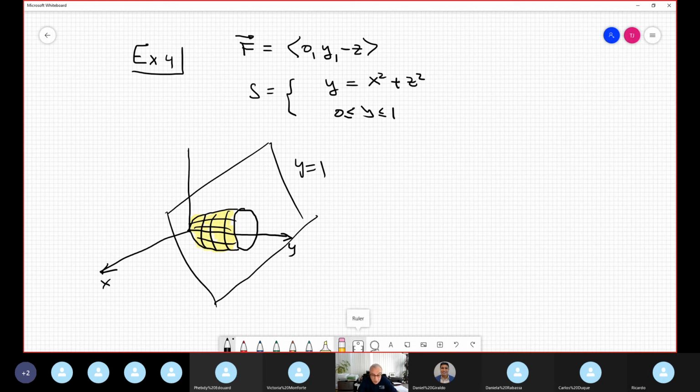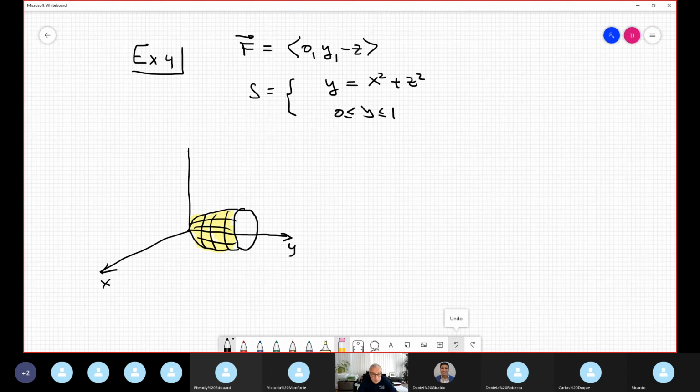I can do everything you want. You could find both surfaces and separate the problem into two flux integrals, two surface integrals. But no, this is my surface. Yes. I promised I want to do an implicit one.